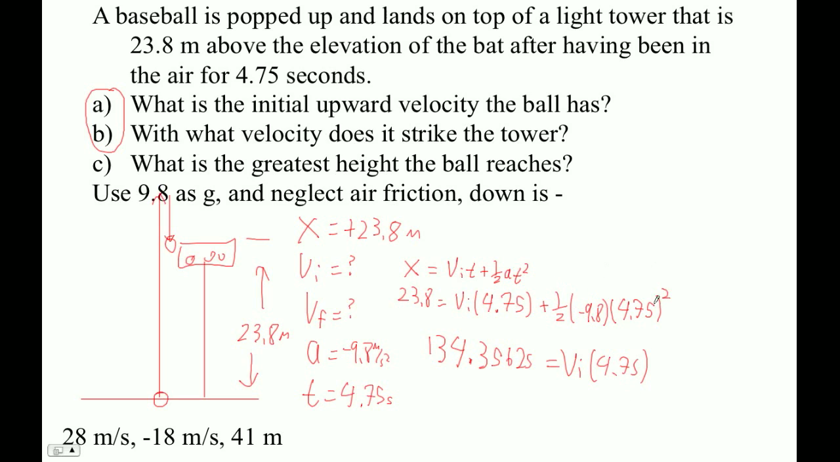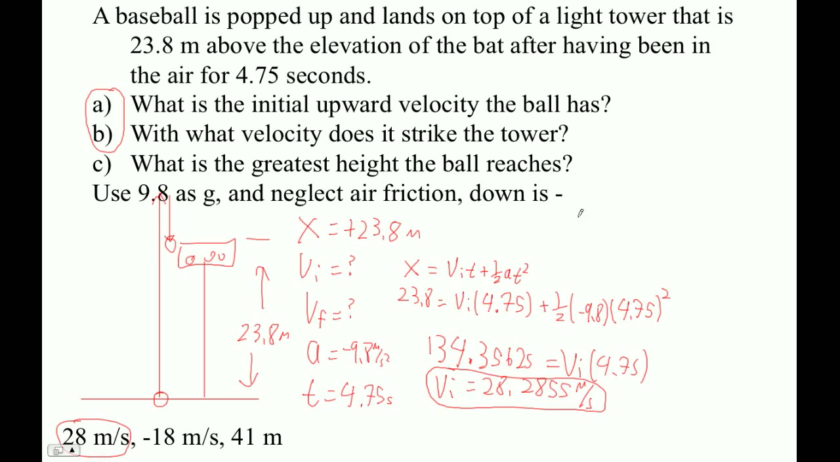Okay, so you see what I did? I busted this whole thing out, and then I added it to both sides. So I put it on this side here. Since it's negative, you end up subtracting a negative, which is adding it to this side. And now all I have to do is divide by 4.75. And I get 28.2855. So VI is 28.2855 meters per second, right? And that is a strong positive, as we know that it's a positive value. So there's the initial velocity.